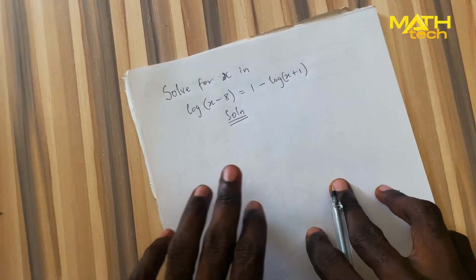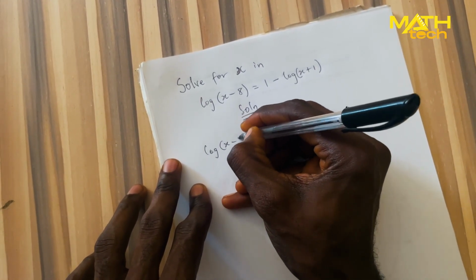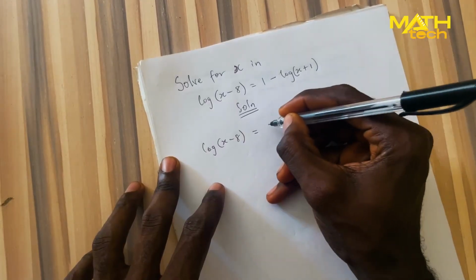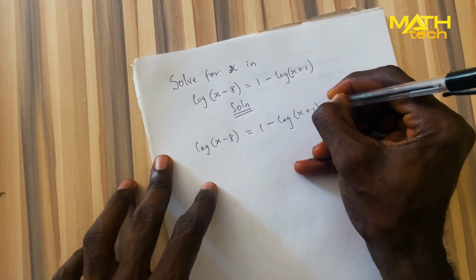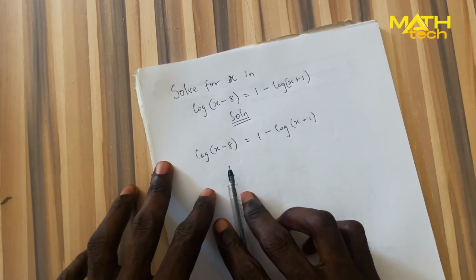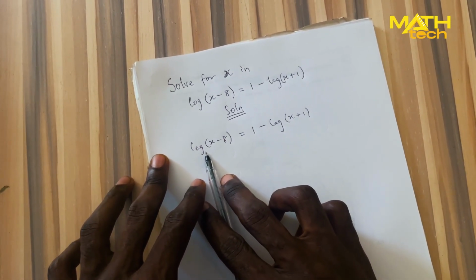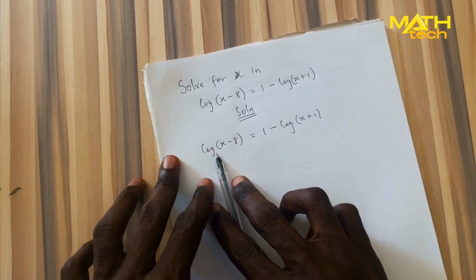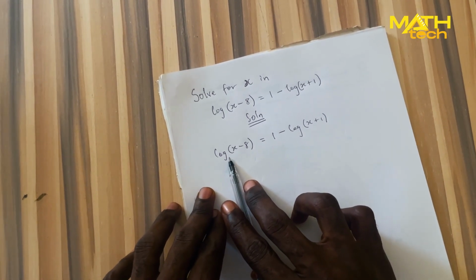So the first thing we have here is log(x - 8) equal to 1 minus log(x + 1). We must note that since no base was identified, it means that by default, this is in base 10. We are solving this logarithmic expression in base 10.